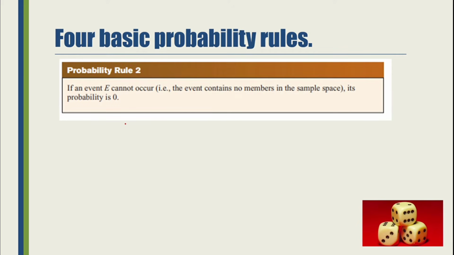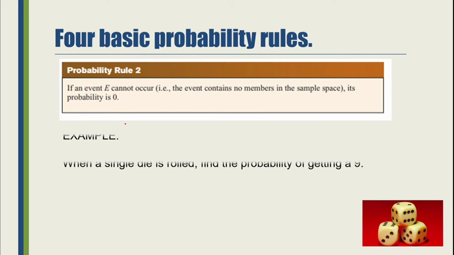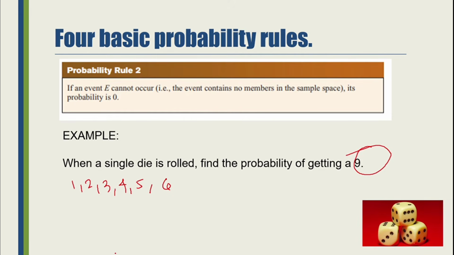Probability rule number two: if an event cannot occur, meaning it contains no membership in the sample space, the probability is 0, or shall we say impossible probability. Example: when a single die is rolled, find the probability of getting a 9. The sample space is 1, 2, 3, 4, 5, and 6. 9 is not included in the sample space, so the probability of getting 9 is 0 over 6, because it is not included. Therefore, 0, and that is what we call impossible probability.